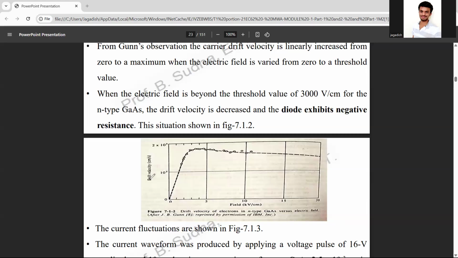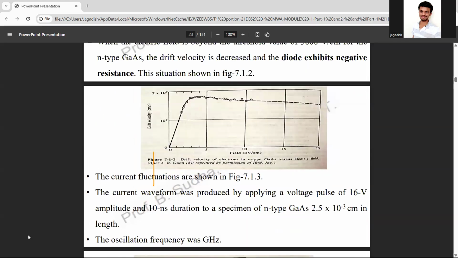Okay, in the graph, what is the x-axis? Drift velocity is usually measured in centimeter per second, and electric field is usually measured in kilovolts per centimeter. This unit also you are supposed to write correctly. Remember. Next, there are two graphs related to it that you have to show.